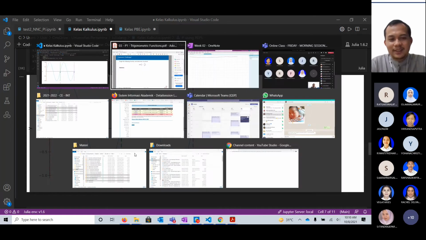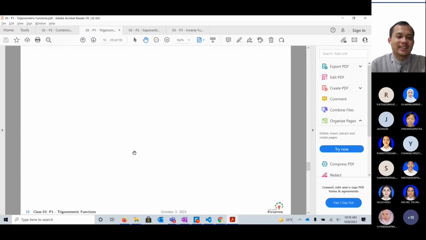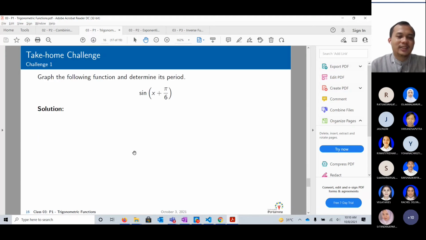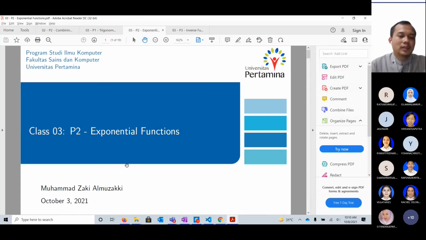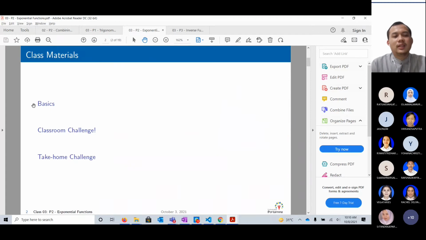Hope that you don't ask because you understand, okay? So there are some challenges that you can do. There are only 3. Now we move to the next material, which is about exponential functions. So, same thing, we only learn the basics and then some challenges, and we move to the next material.